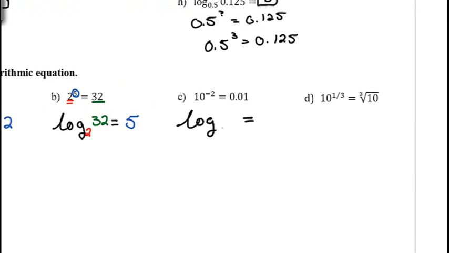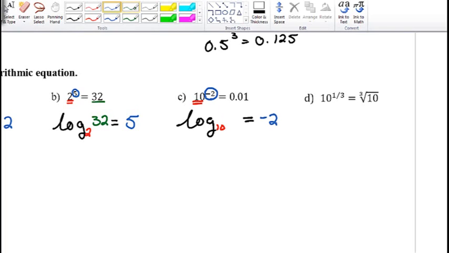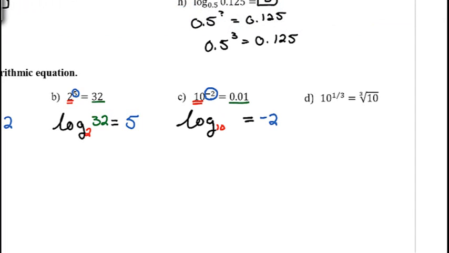And so we'll do a couple more. So we have 10 to the negative second is equal to 0.01. And again, the base of this is 10. And so the base of my log is also going to be 10. Logs are equal to exponents, so this log is going to be equal to this negative 2 that is in my exponent. And the only other number you'll have left to put in its place is 0.01.